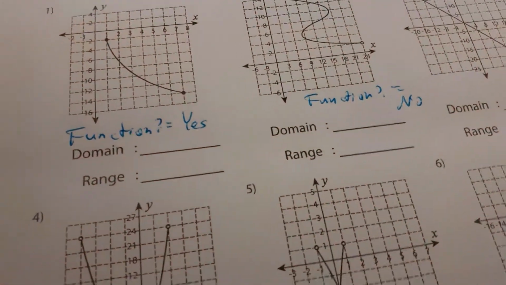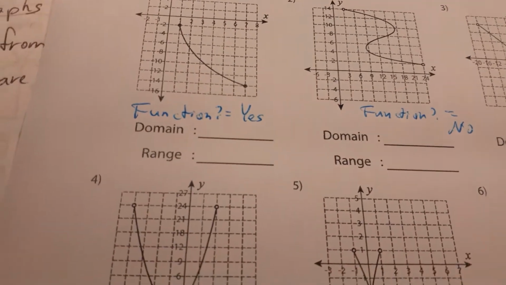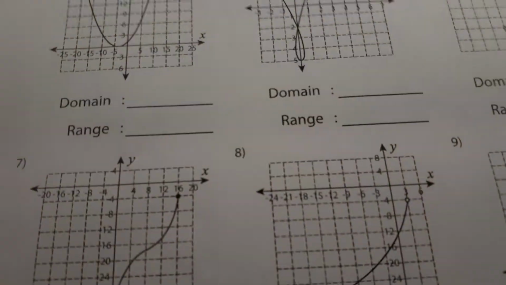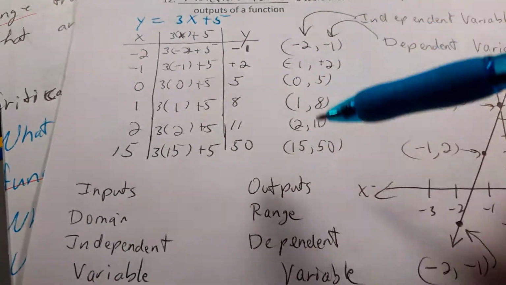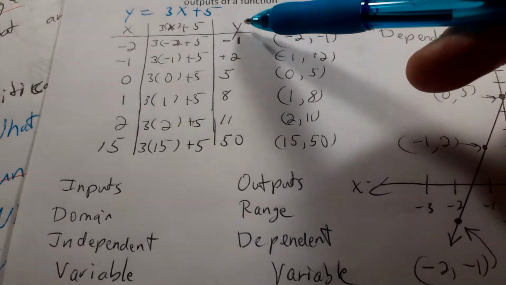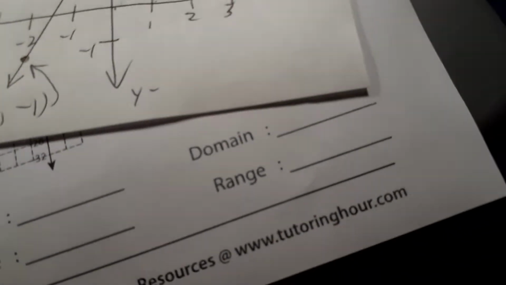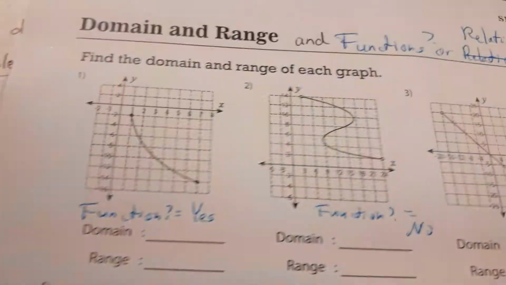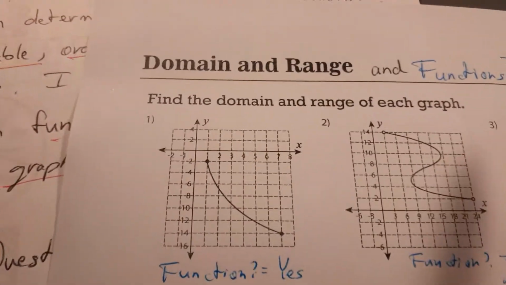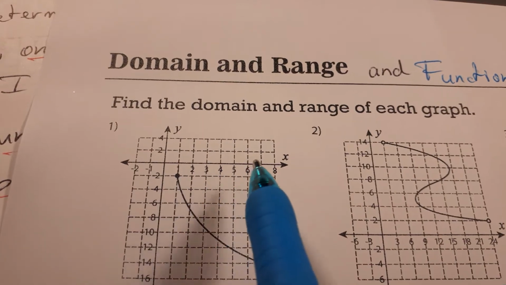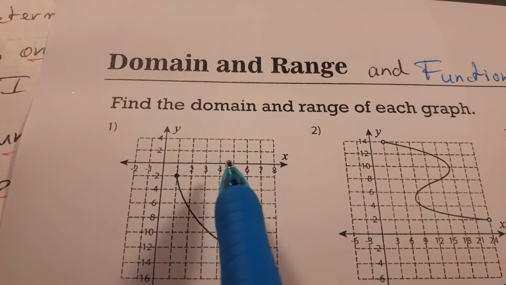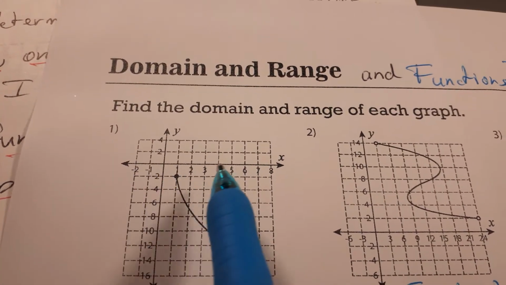Okay, now for the domain and range. As we said before, the domain has to do with our x values. Domain, inputs, independent variables, are all x values. Outputs, range, has to do with our y values. So let's go over here and look at our x-axis. Okay, this is where we get our x values from.